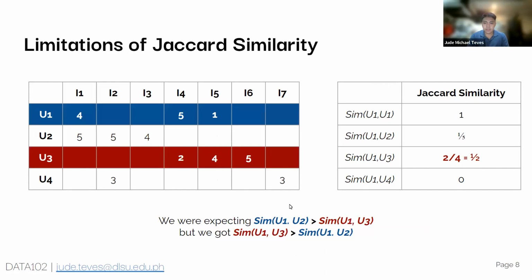Now, what are some limitations of Jaccard similarity? We were expecting that the similarity of U1 and U2 will be greater than the similarity of U1 and U3, but we got the opposite of that. Apparently, the similarity of U1 and U3 is better than U1 and U2. So that's the limitation of using Jaccard similarity, because we're treating the values as just Booleans.